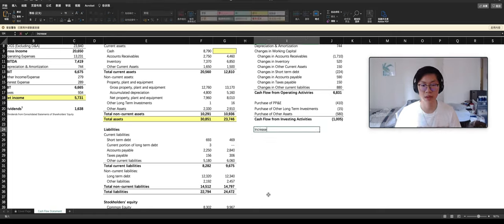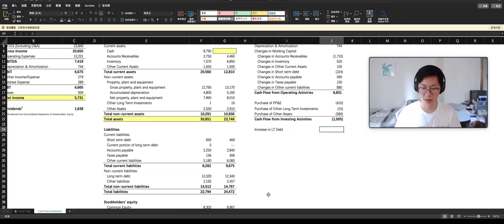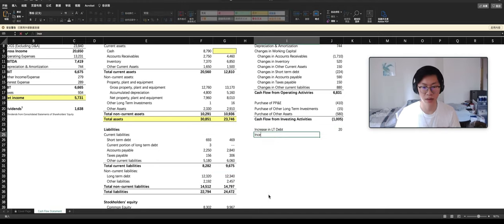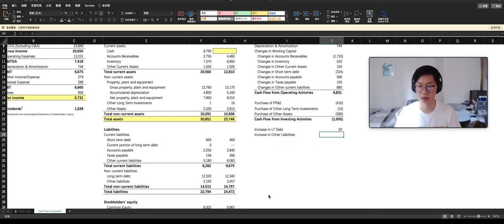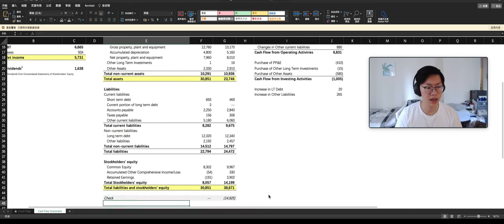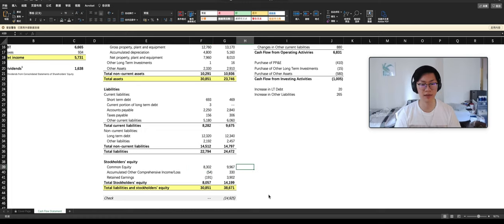So let's see, increase in long-term debt. Basically, that means the difference between this one minus this one, and also increase in other liabilities. And what else we have, that's all about the debt financing. Then we move to the equity financing as well. We can see here the common equity is going to increase, which means there should be some new issuance of equity, so we add up a new item here.